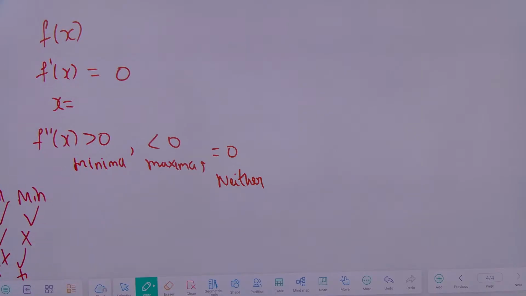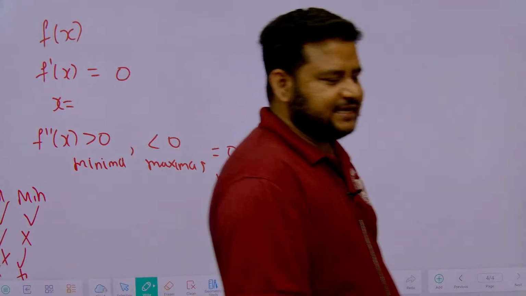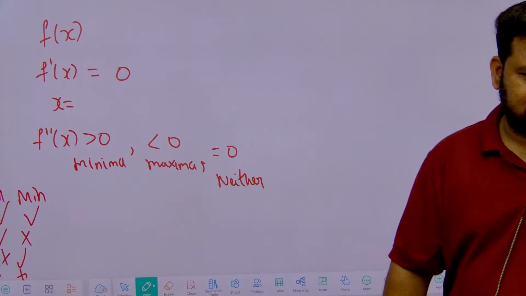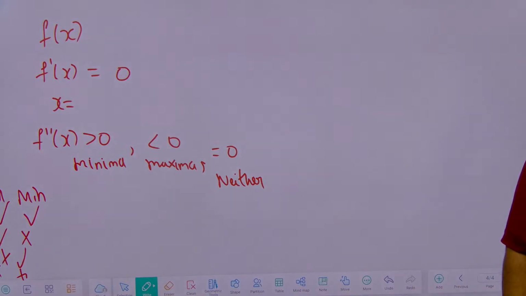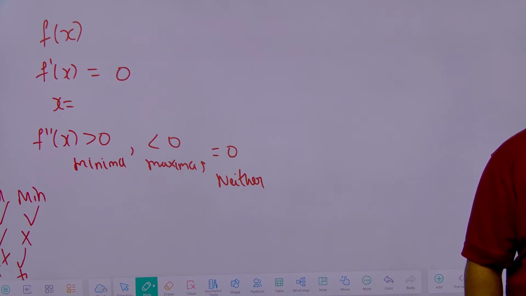Make a note of this. First, what you will do for the given function? Just do differentiation, make it equal to 0, and find the value of x. Then do double differentiation and put that value of x. If it is greater than 0, it is minima; less than 0, it is maxima.